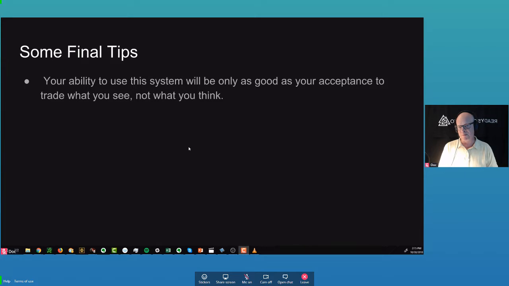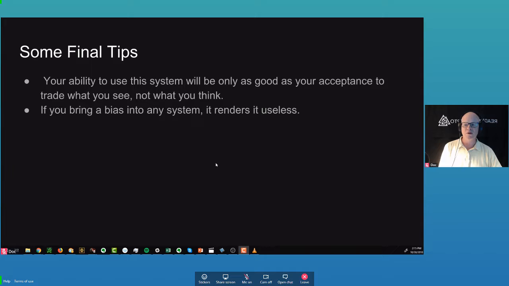Number two, risk management. Set up that trade with fixed risk capital so that you've wiped it away. You've set that boat on fire. You pushed it off the shore. You've given it the old Viking funeral. You don't care what happens to it. Then and only then can you effectively manage the position. So back to my point here, your ability to use this system or really any other system will only be as good as your acceptance to trade what you see and not what you think. Watch out for the bias. The bias will kill your ability to effectively trade.